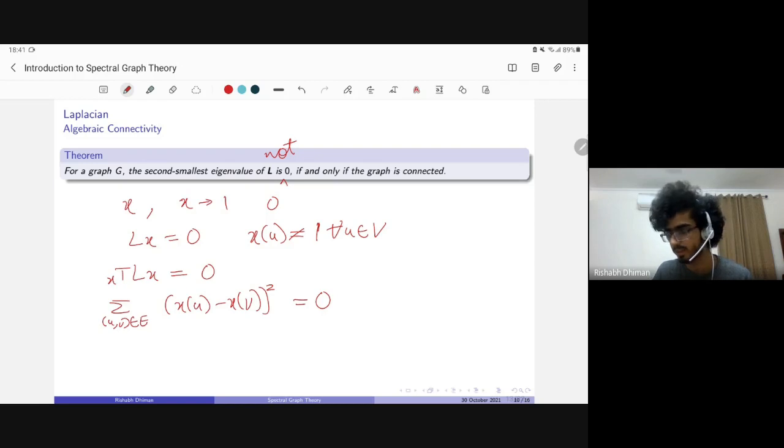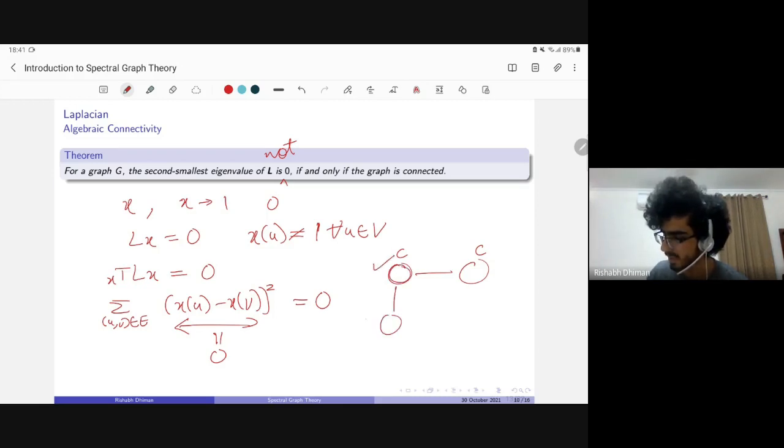Now, if the graph is connected, what that means is, if you have some edge uv, then this value can be 0 if and only if both of these have the same value c on it. So what you do is, you take some node, all of its neighbors will have the same value c. All of their neighbors must have the same value c, and so on.